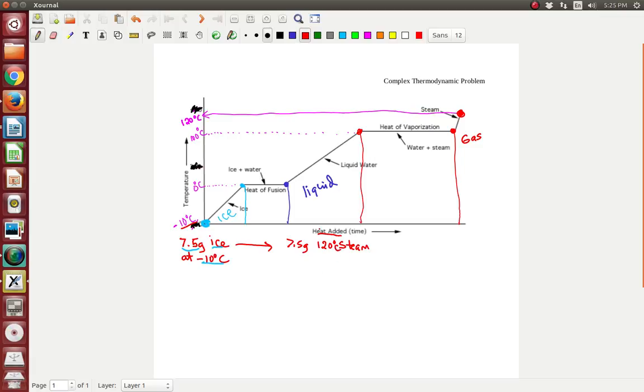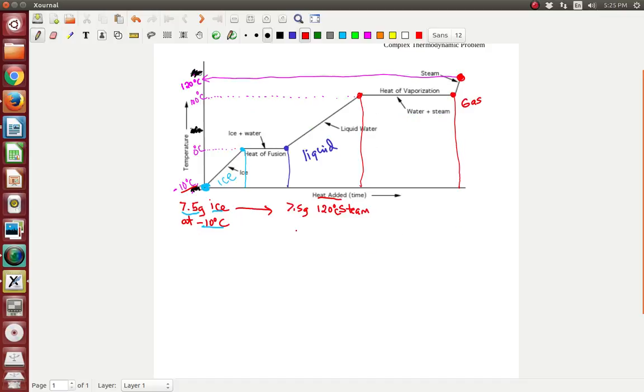Okay? All right, so this is going to require several steps. And we're going to start off with calculating each amount of heat. Now notice we're adding heat. So this first area right here, this first part, is Q1. In Q1, all we're doing is heating up the ice from negative 10 to 0 degrees Celsius.